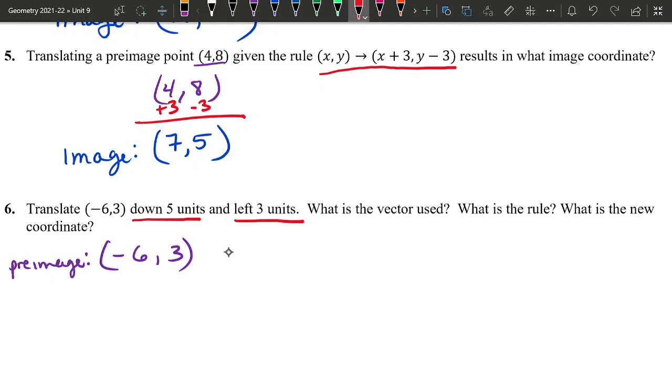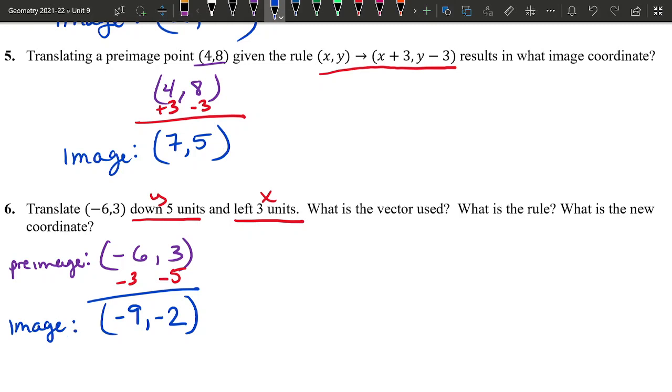So these are not in x, y order, right? Down 5, that's y. So the negative 5 has to go to the y. Left 3, that's the x change. It's on the x-axis, left and right's x-axis. If I go to the left, that's negative x's. So minus 3 to the x's. And then to get the resulting coordinate, negative 6 minus 3 is negative 9. 3 minus 5 is negative 2. So the image is negative 9, negative 2.